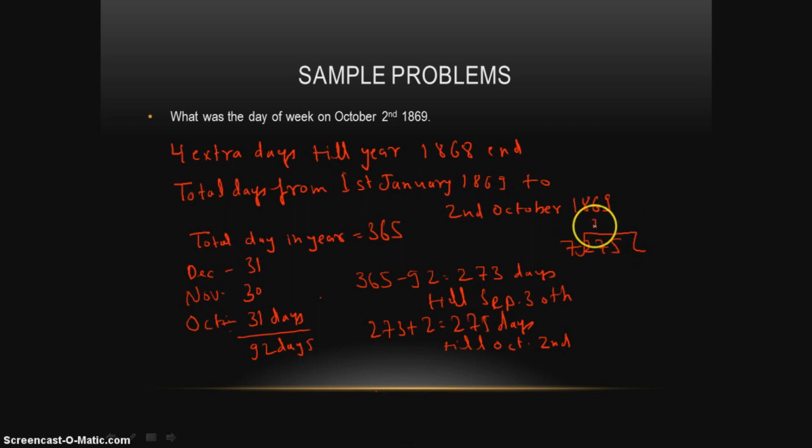So 7 threes are 21, so 3, 21, 6, 65, 7 nines are 63, so 2 as remainder. So I have got 2 more extra days.